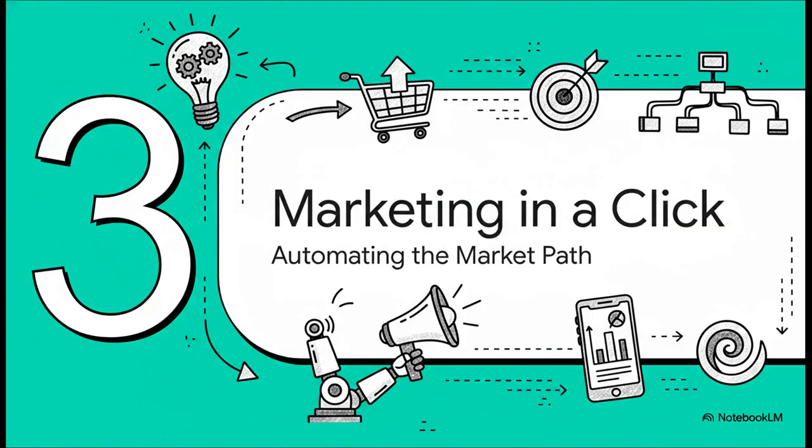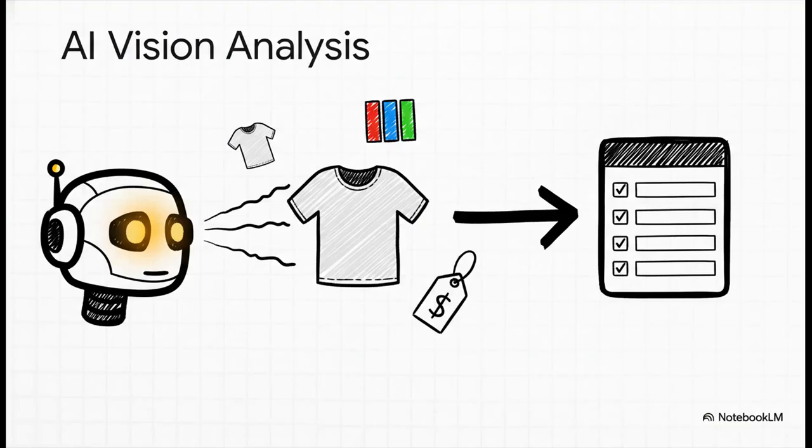Okay, your product is designed. It's beautiful. Now for the hard part, right? Selling it. Well, maybe not. The next step is all about marketing in a click, by basically automating the entire path to getting it sold. One of the coolest features here has got to be the AI vision analysis. The system literally looks at your mockup, recognizes, hey, that's a t-shirt on a blue background, and then automatically fills out all the complicated product details for you. Think about all the time that saves.